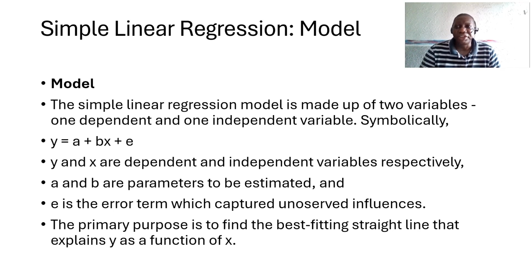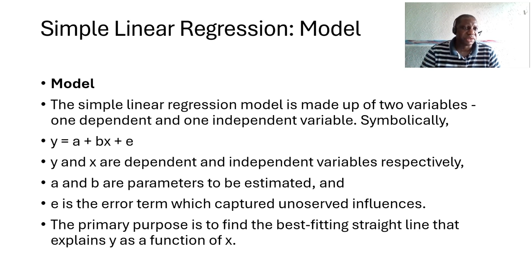The starting point is to look at simple linear regression. Like I said, it's made up of two variables, one dependent and one independent. So symbolically, let y represent the dependent and x the independent. So you have y equals a plus bx plus e. y and x are the dependent and independent variables. a and b are parameters to be estimated. e is the error term. And please let us pay attention to what the error term means.